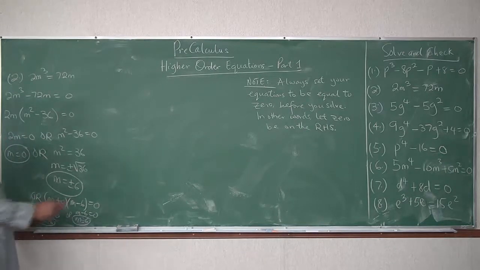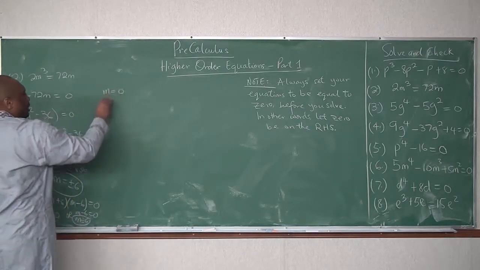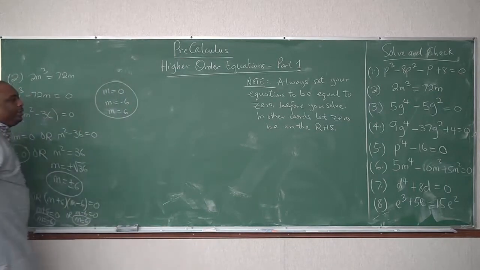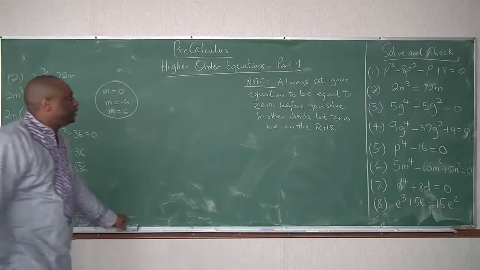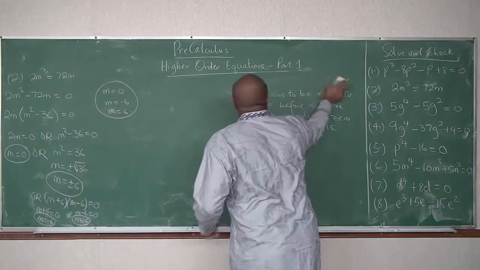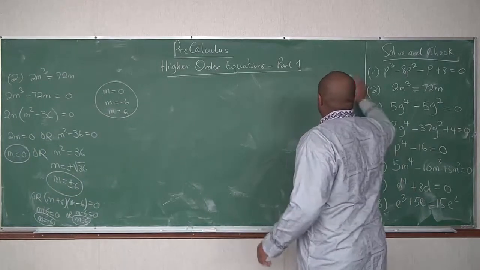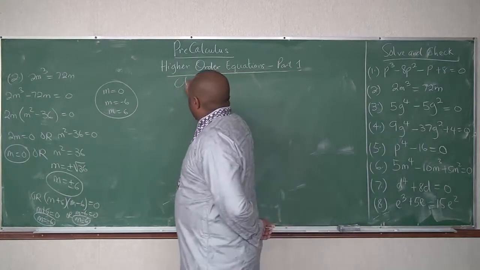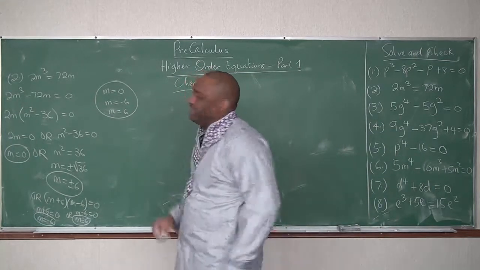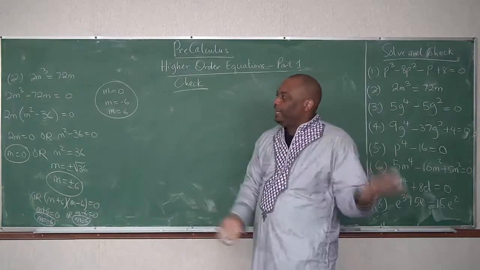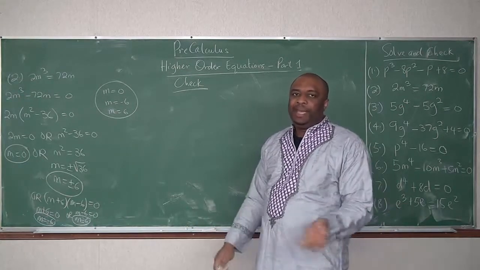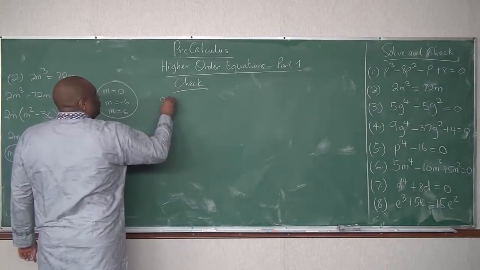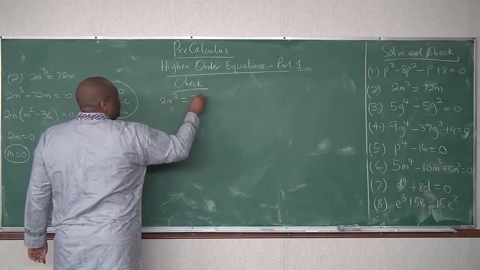So what we got now, folks, is that m is 0, m is minus 6, and m is 6. So what do we do? We check our work, and we have to check it with the 3 values. Now when we check, we don't check with the modified equation. We check with the main equation, so we write the main equation, 2m cubed equal to 72m.